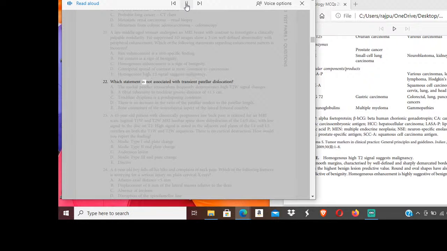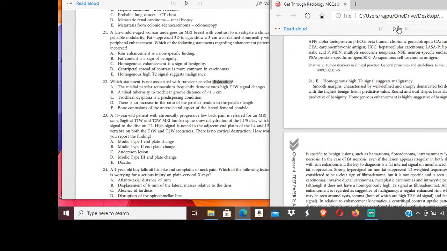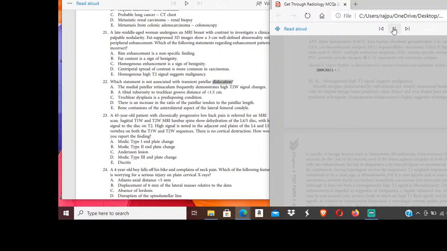22. Which statement is not associated with transient patellar dislocation? 21. E. Homogeneous high T2 signal suggests malignancy. Smooth margins, characterized by well-defined and sharply demarcated borders, are the feature with the highest benign lesion predictive value. Round and oval shapes have also been found to be predictive of benignity. Homogeneous enhancement is highly suggestive of benign nature.